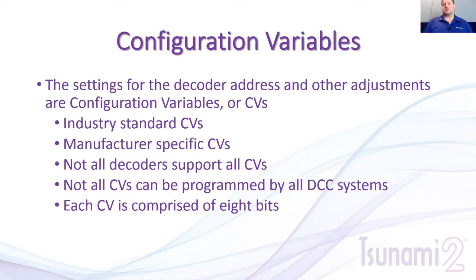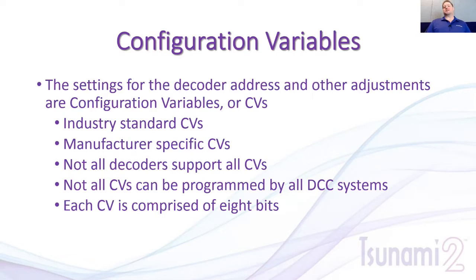Now, because nobody else has those features, we have to have manufacturer-specific CVs that allow you to customize the performance and the behavior of the decoder and of the locomotive. Not all decoders support all CVs, and a case in point might be a volume control, for example, CV128. On a non-sound motor decoder, there's no volume control, so CV128 doesn't do anything.